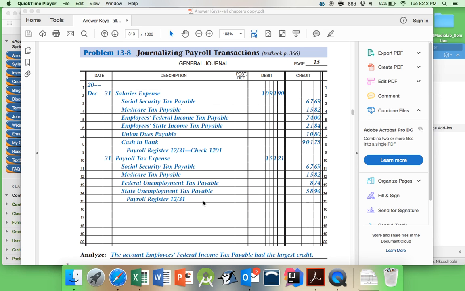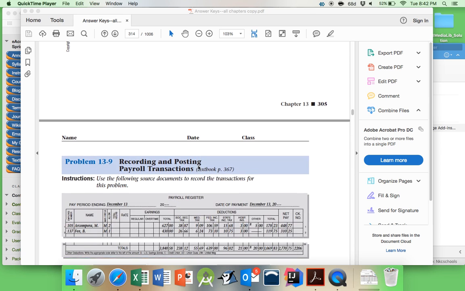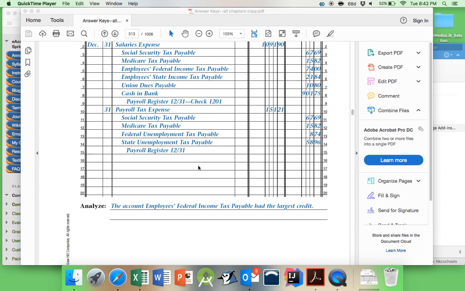So these two are then going to be listed in your general journal as a transaction. If you have any questions, please let me know.